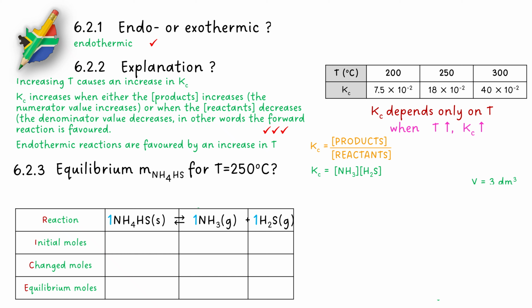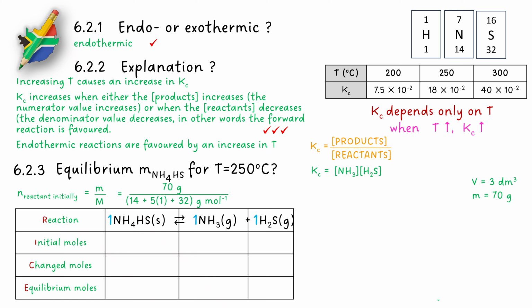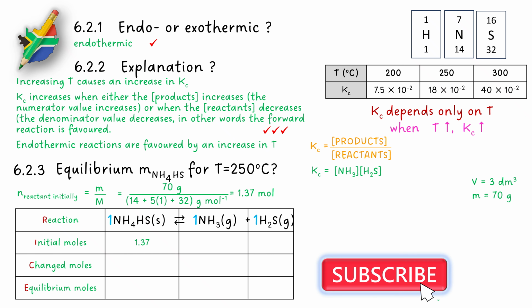We are told at the beginning of the question that the volume of the vessel is 3 decimeters cubed, and that the mass of the reactant put into the vessel was 70 grams. We can convert this mass of the reactant to an initial mole value by dividing its mass by its molar mass. And we need information from the periodic table to calculate the molar mass. We get 1.37 moles of reactant present in the vessel initially. We can fill this value in on the table, and initially there are 0 moles of each product present.